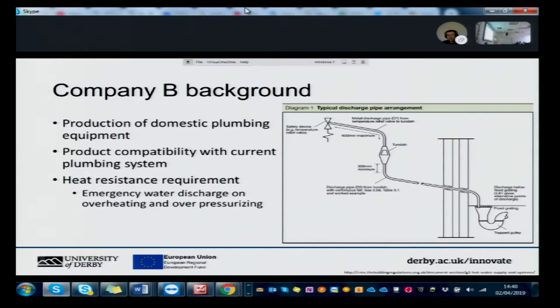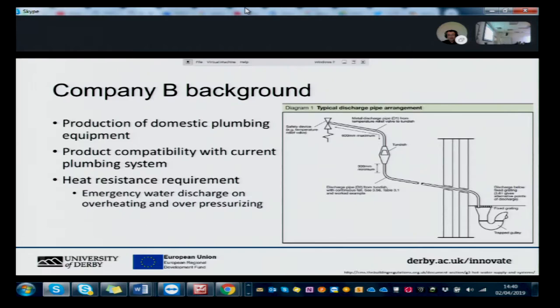And what happens? We know that the tundish is strong enough and made of material which can withstand over 120 degrees for a prolonged time. But we were not sure about the piping around it. So we had to check if the pipes around it are able to withstand it. Will they melt? Will they bend too much? And we had to check this compatibility with the current plumbing system.